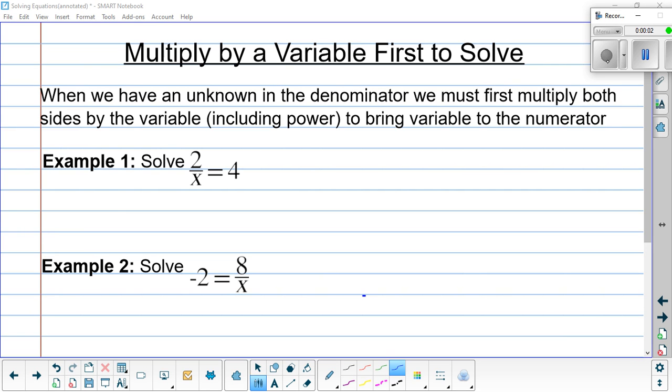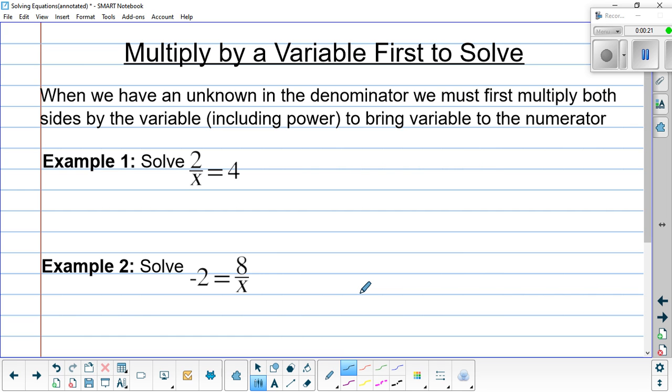So we're looking at multiplying by a variable first to solve today. So there's still one-step equations. It's these cases when we have, like, example. Look, if you just look at the examples, we have our variable in the denominator. So we want to get rid of that, get it into our numerator first, because we can't have 1 over x equals. We have to have x equals.